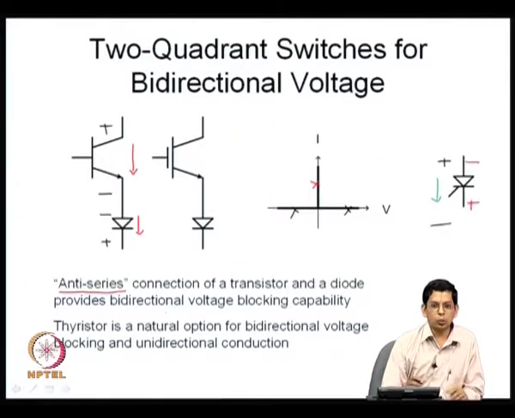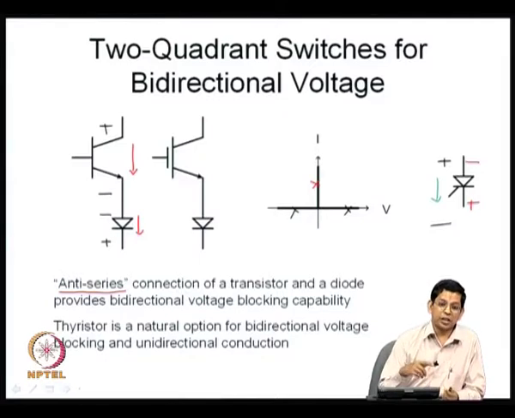So, now we have two kinds of two quadrant switches. One of them has a bidirectional current carrying capability, the other one has a bidirectional voltage blocking capability when they are in the off state. Now, we want a 4 quadrant switch or an AC switch. Now, let us say there is a switch which is used to turn off your ceiling fan. It is an AC switch, because when the switch is on, it conducts in both the directions, right. The positive half cycle of current will flow in one direction, in the negative half cycle of current it will flow in the other direction.